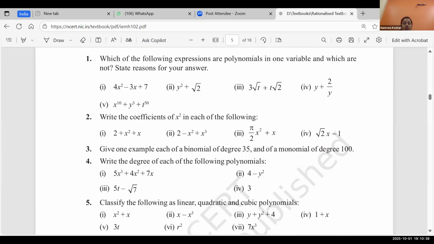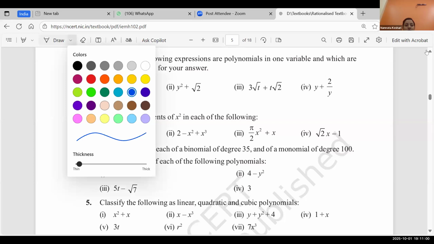See the questions over here. Just read question number 1. Which of the following expressions are polynomials in one variable and which are not? Just now we have done this, right? Okay, let's do these questions quickly.